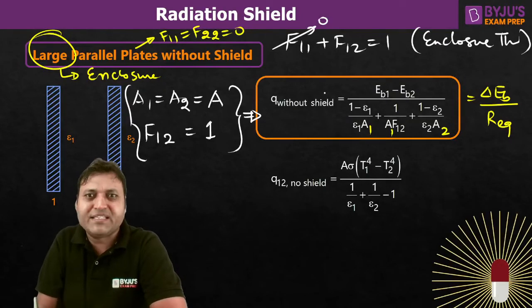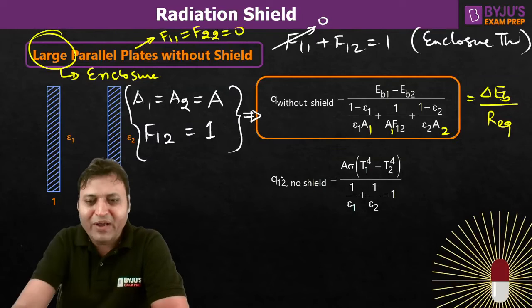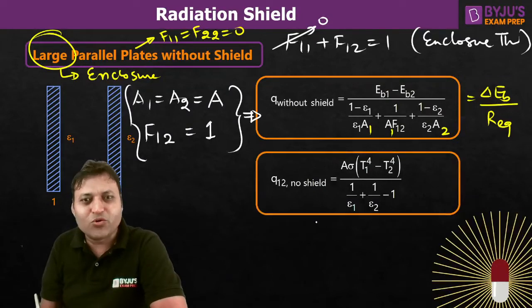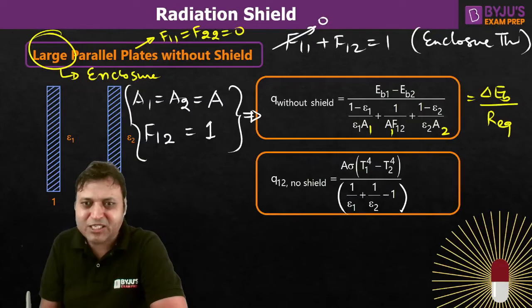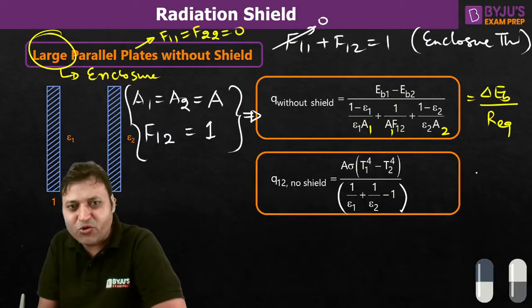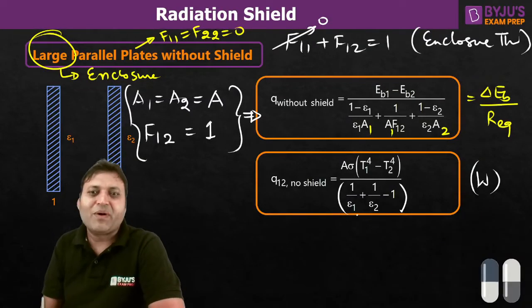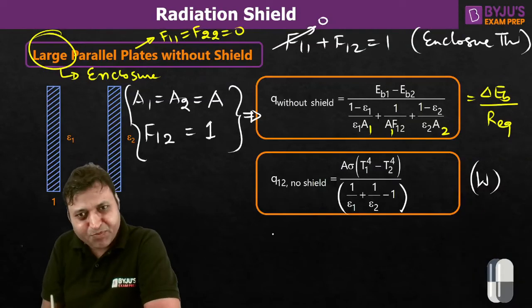Because F121 is 0, F122 is equal to 1. So our expression will be Q122 is given by this expression: A into sigma, the unit is what? Into T1 to the power 4 minus T2 to the power 4 upon.